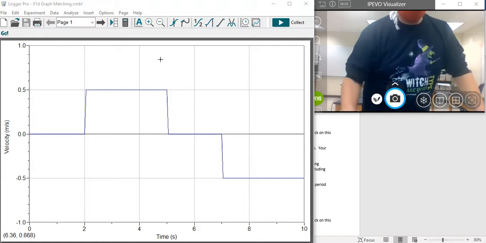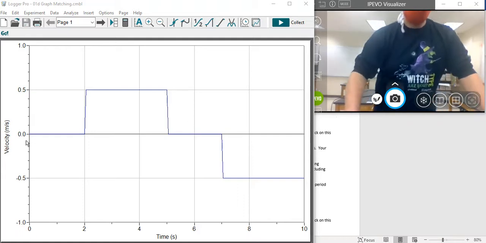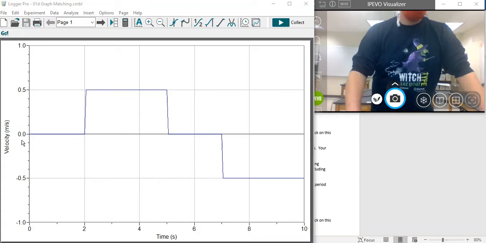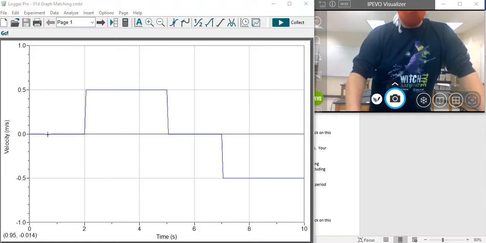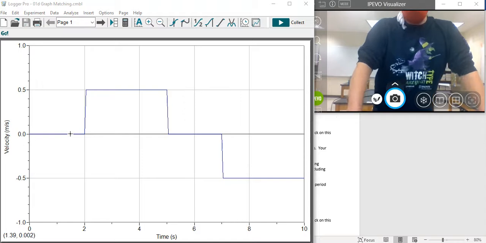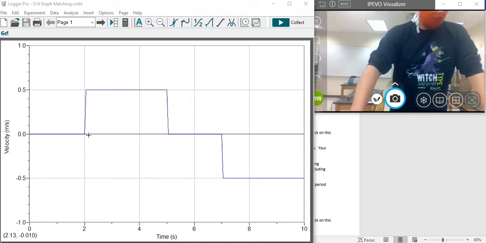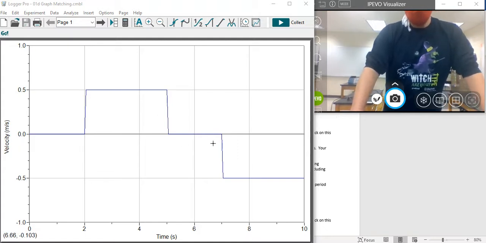Okay, so let's first take a peek at what we're doing here. As we said, it's a velocity time graph matching. So instead of position on the y-axis, we've got velocity. Notice the velocity starts off at 0. Hey, that's pretty easy. I can just stand there too. And then it jumps up here, 0.5 meters per second, and then 0 and such.